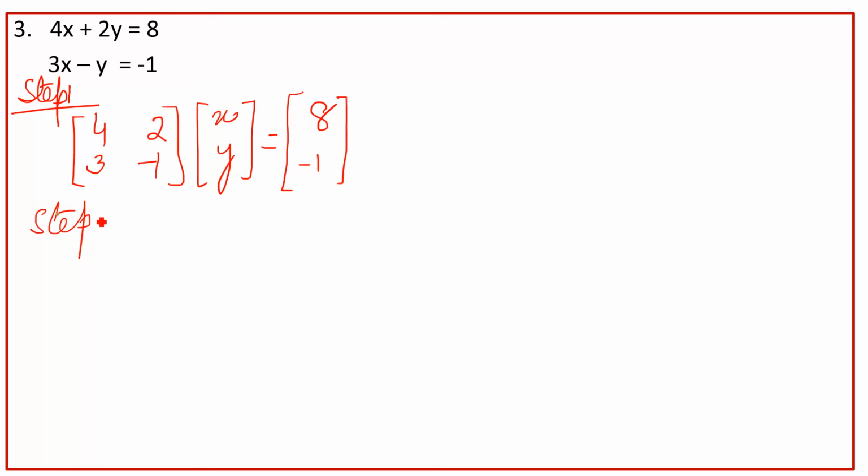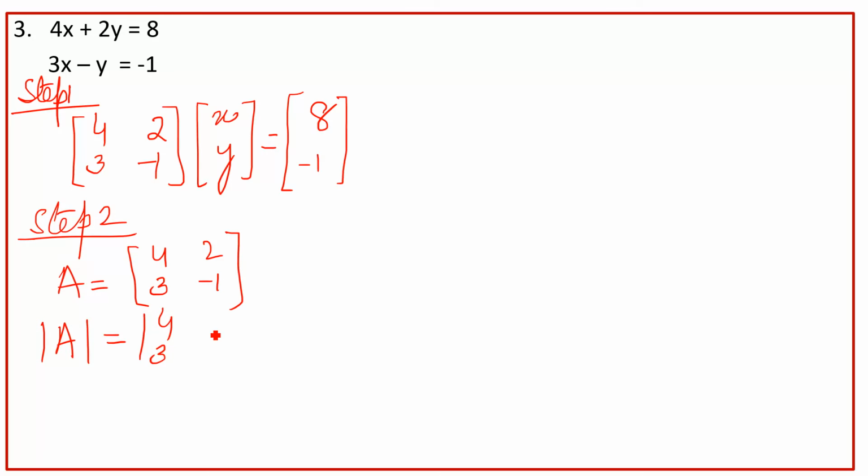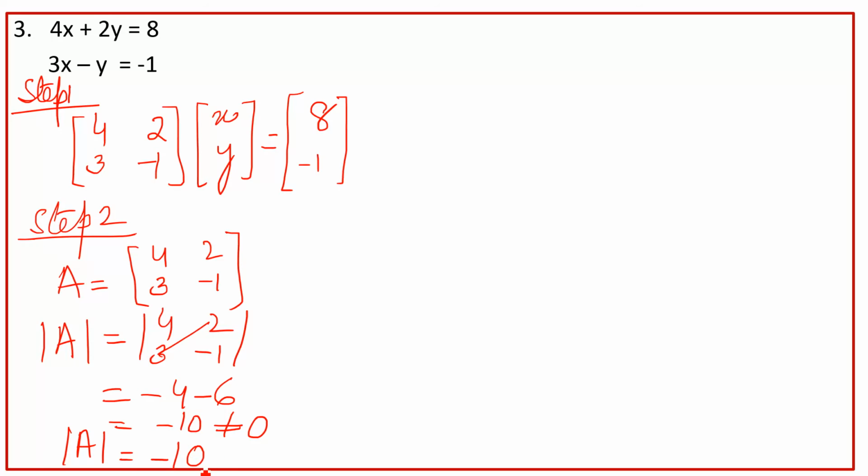Step 2: suppose the name of this coefficient matrix is A. You have to take the determinant of this A matrix. And if it is zero, we cannot move further. So this is negative 4, negative, then you have to multiply this. Negative 4, negative, which is equal to negative 10, which is not equal to 0. It means the determinant is equal to minus 10. We can solve our question. This is the first requirement.